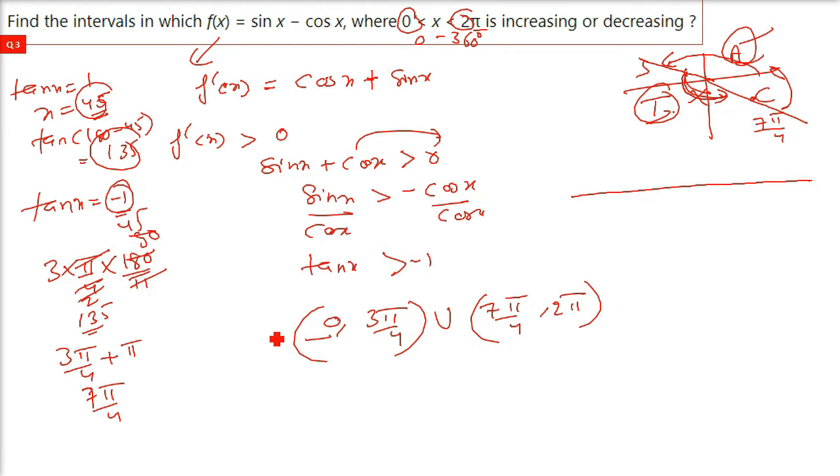Because if you know tan x equals 1 at 45 degrees, you know when to add pi and when to subtract pi, so that you get a negative 1. So this is less than 1. What will be the less than 1? So again, see, tan x is greater than minus 1. You have to take both of them.